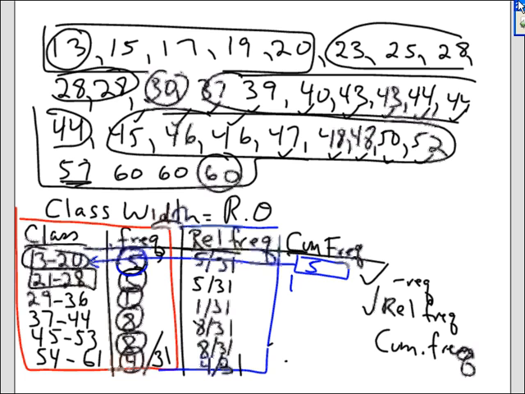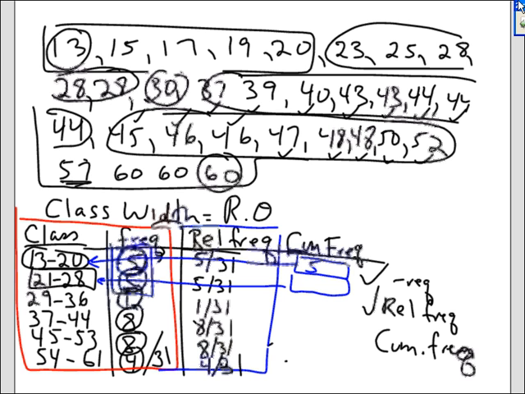Now, the next number is going to answer the following question. How many people got below 28? And the answer is 5 and 5. There's no reason to not include 13 to 20. Who got 28 or below? Not just 28 and below, but stop at 21. No, 28 and below.